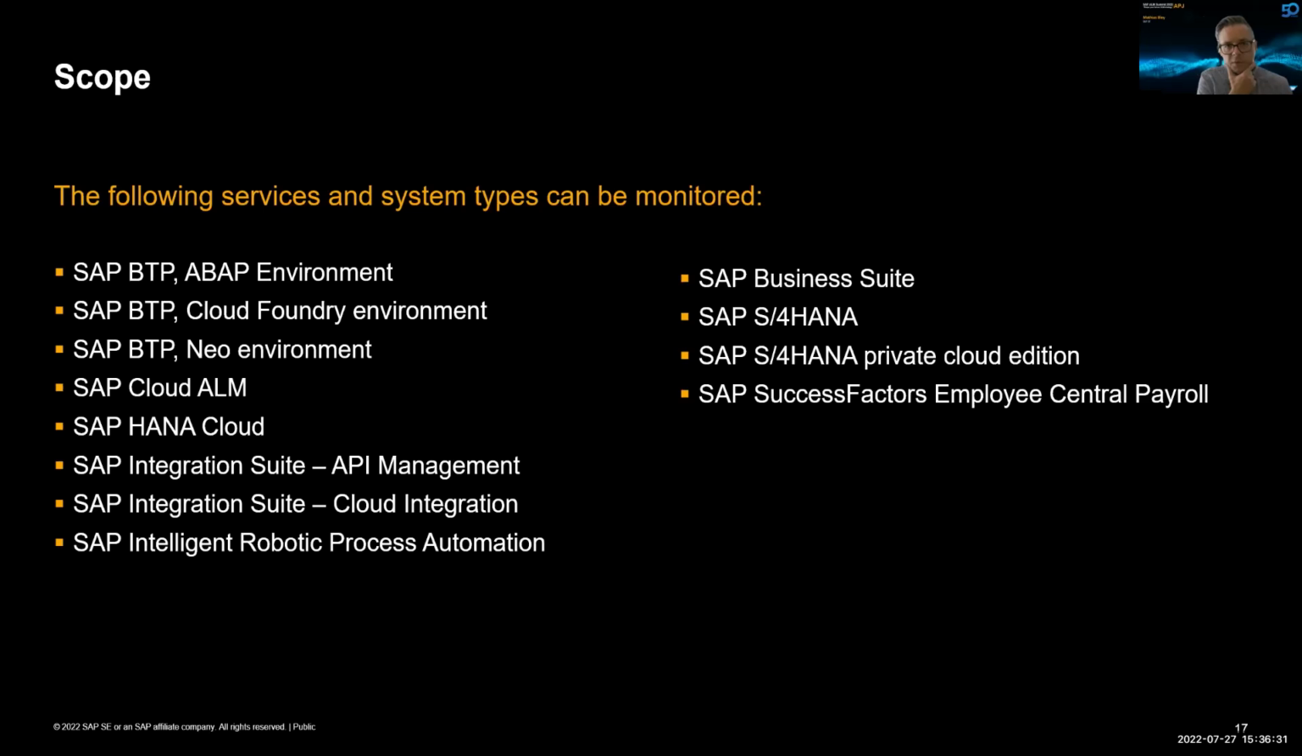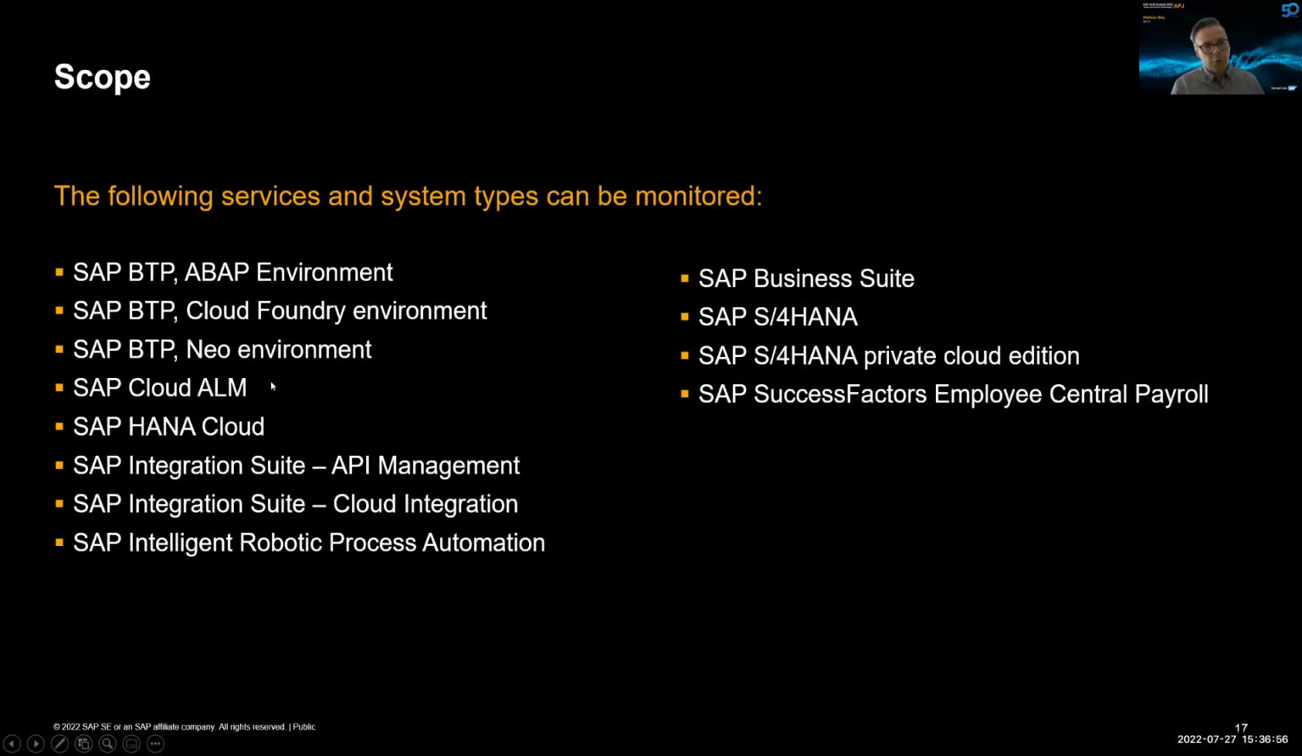Okay, John, so this was mainly the functionality. So let's talk a little bit about the content, what we have. Here's a list of services and systems which we currently support. Of course, this is constantly growing. We are working on increasing this content. And what we have so far is that for BTP, we have some information on the ABAP environment, Cloud Foundry and Neo environment.